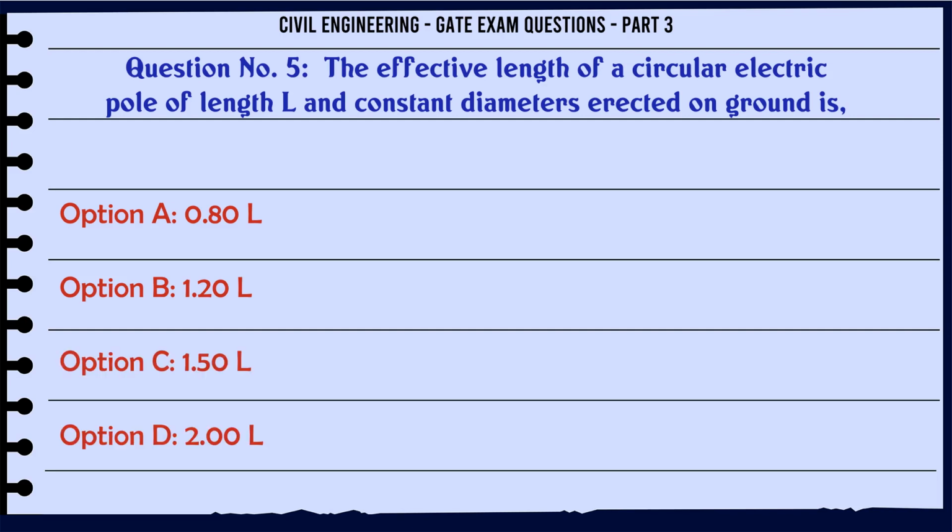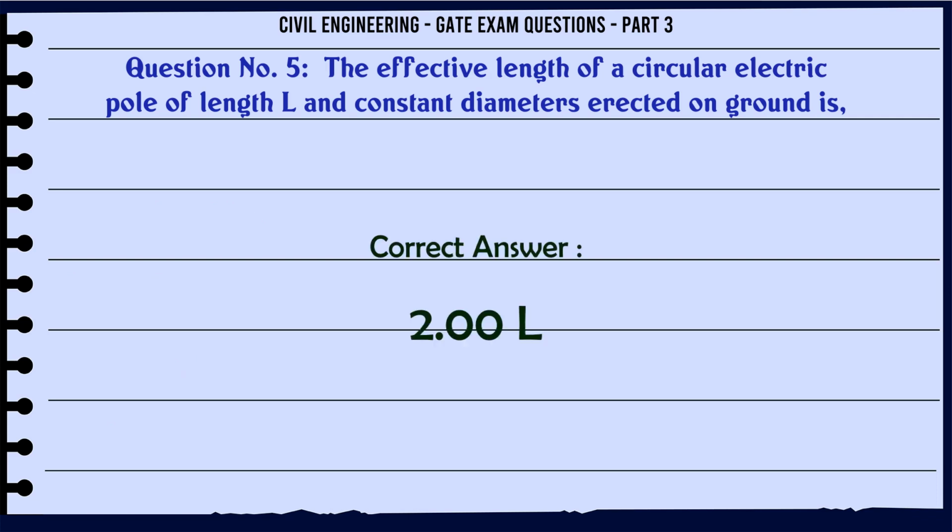The effective length of a circular electric pole of length L and constant diameter erected on ground is A. 0.80 L, B. 1.20 L, C. 1.50 L, D. 2.00 L. The correct answer is 2.00 L.